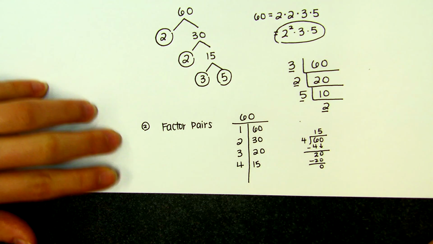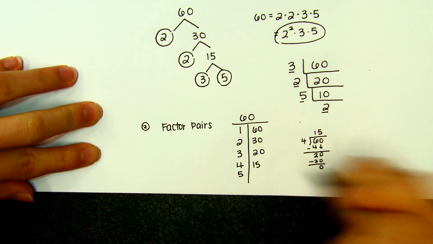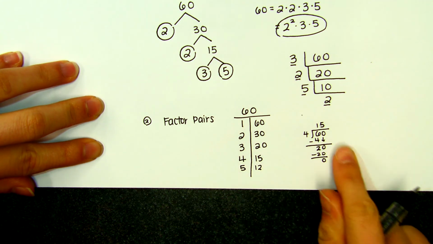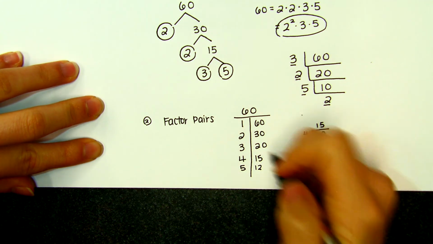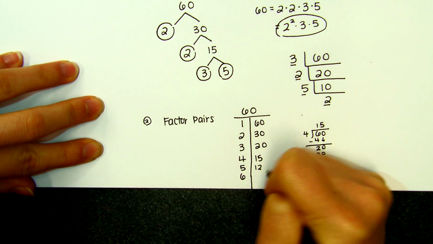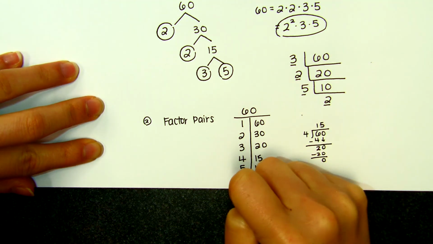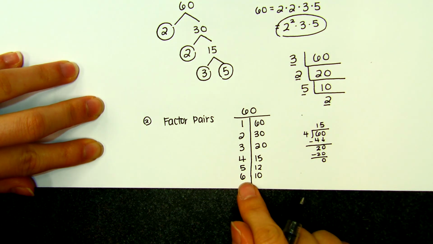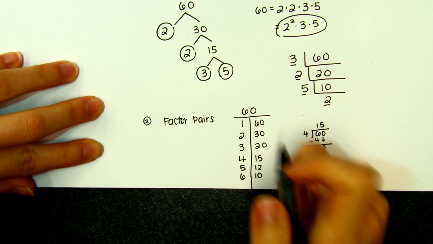Now, is 5 a factor of 60? The answer is yes. 5 times what gives me 60? The answer is 12. Again, if you can't do it in your head, do it like this. Is 6 a factor? The answer is yes. 6 can go into 60 10 times. 6 times 10 is 60. 7 is not. 8 is not. 9 is not, and it just loops back.